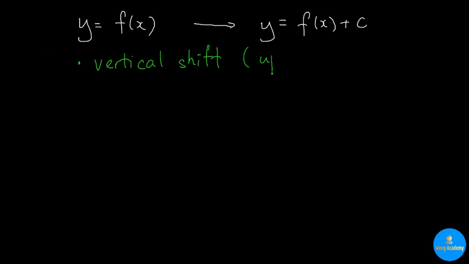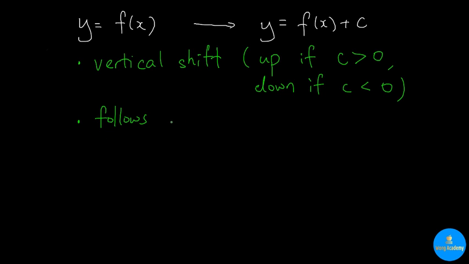Where we are doing an upward shift if c is positive and a downward shift if c is less than 0. Because of this, we will say that this action follows our intuition. This is because we are only adding c after we finish the function f of x. So each time we calculate the output value of f of x, and then we make the adjustment of adding c to it. So of course, the effect is reflected in the vertical direction.